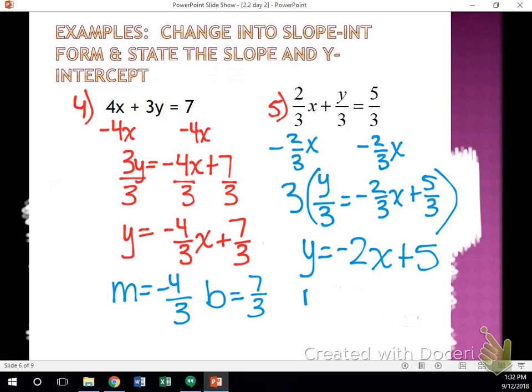Now y is by itself, so I can identify my slope, or m, and my y-intercept b. What is my slope? Negative 2. If you want to put negative 2 over 1, that's fine. Go for it. You don't have to. What about b? 5. Questions about examples 4 and 5? Okay. We're ready to just keep on going.